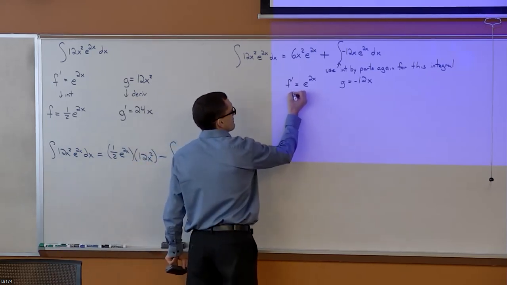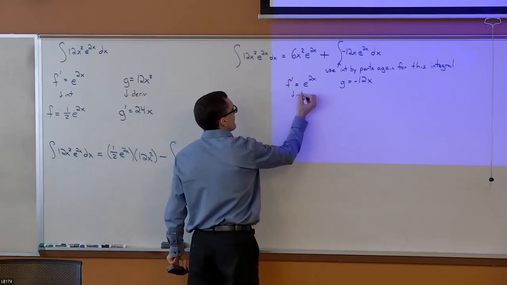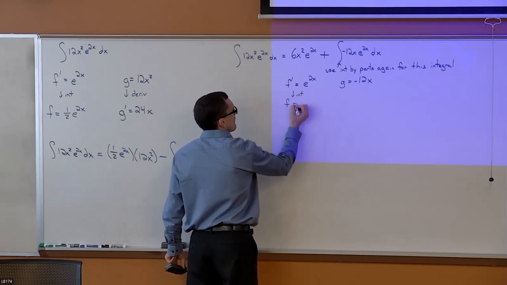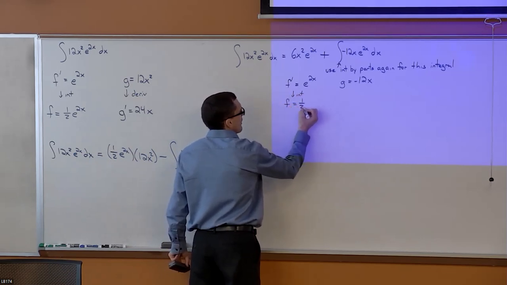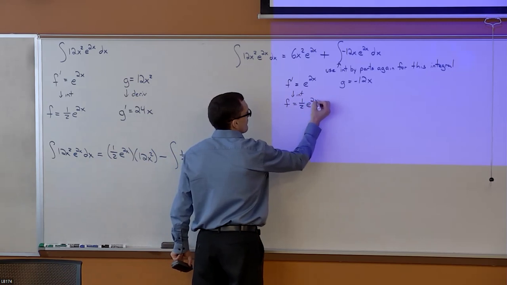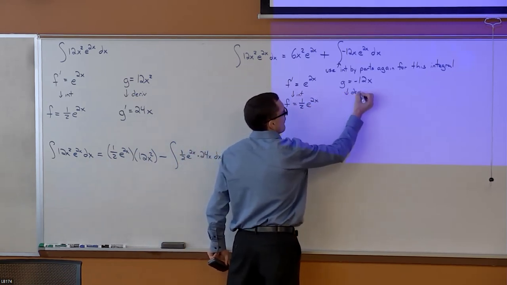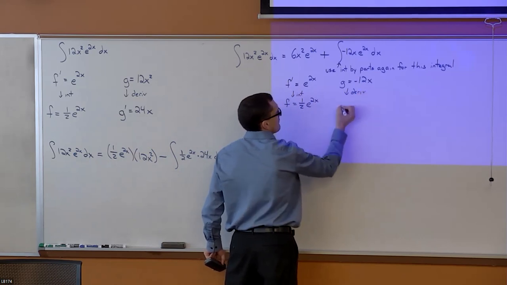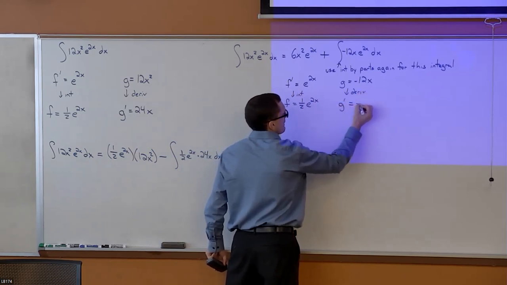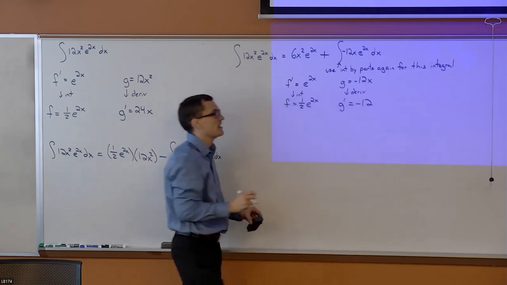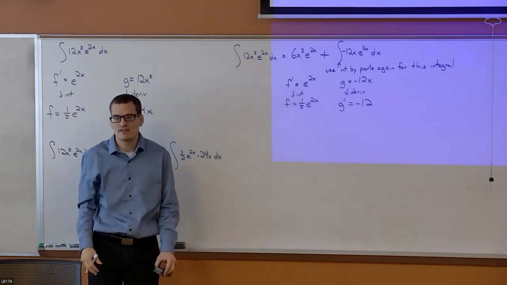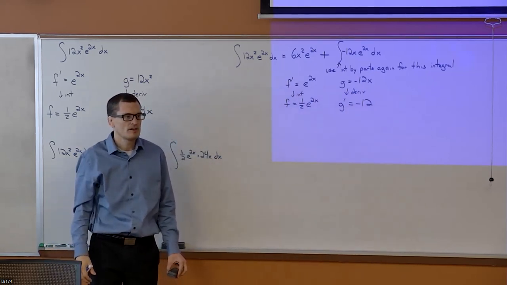Integrate to get f of 1/2 e to the 2x. Take a derivative to get g prime is equal to -12. That's a constant. That's fantastic, right? You want to get constants.